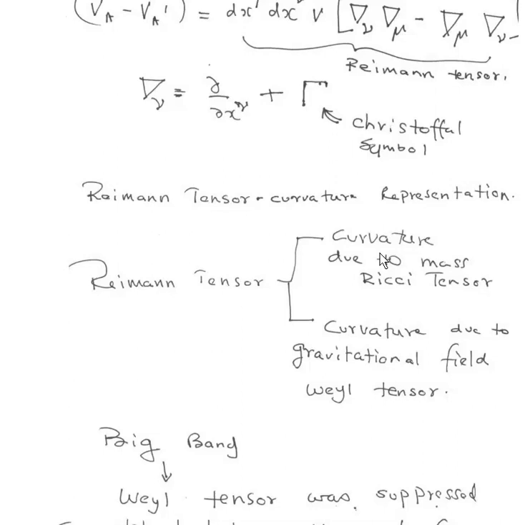So the Ricci tensor, that is due to the mass, gravitational bodies, would be 0. But the Weyl tensor, the gravitational potential tensor, would not be 0. And according to Roger Penrose, this Weyl tensor would be suppressed during the Big Bang. So that's the reason why you have a low entropy. And this theory is not really accepted, but that's his theory. And the Weyl tensor got activated sometime after the Big Bang.